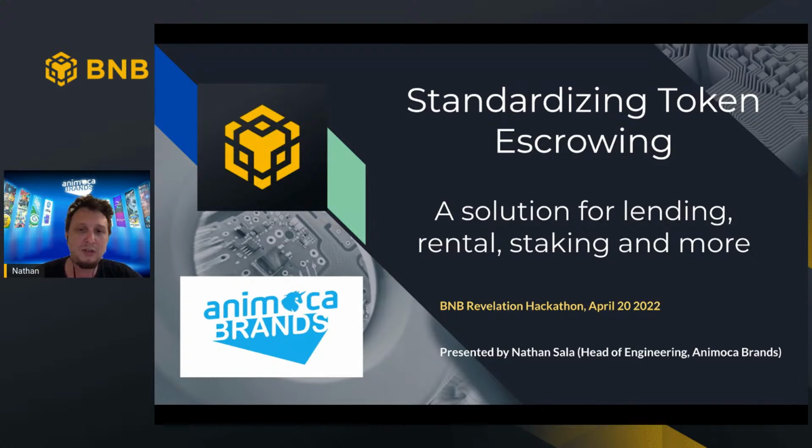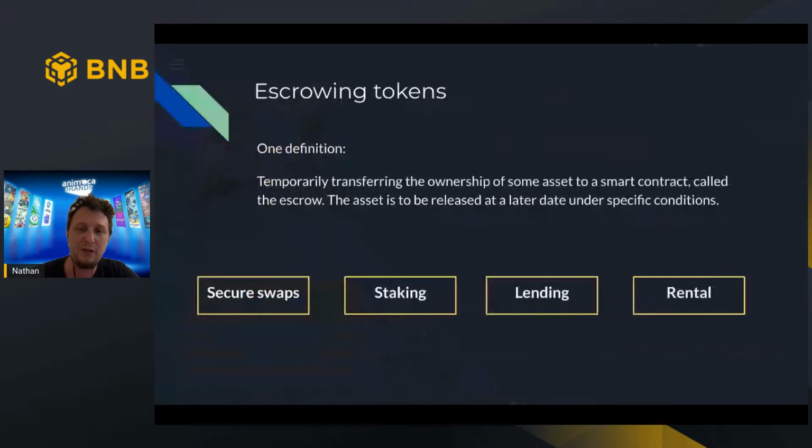So today's topic is going to be very technical. We're going to talk about a very common use case of blockchain and smart contracts, which is escrowing. Escrowing is a very common need for different types of logic. One definition is temporarily transferring the ownership of some assets to a smart contract called the escrow. The asset is then to be released under specific conditions later.